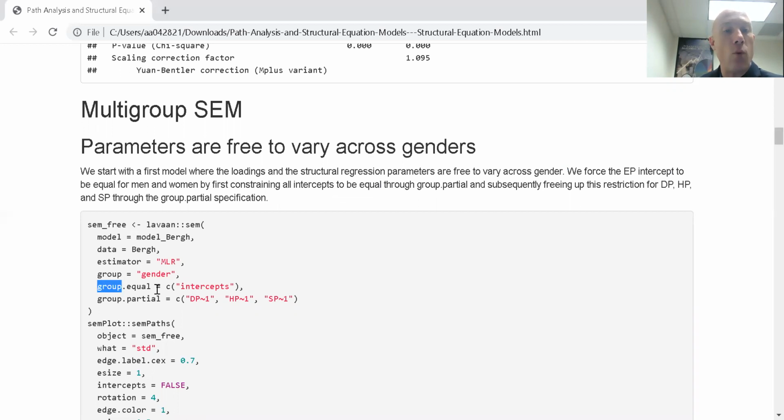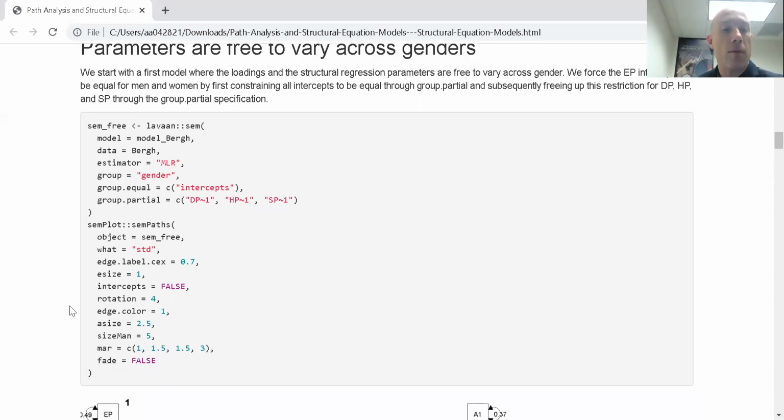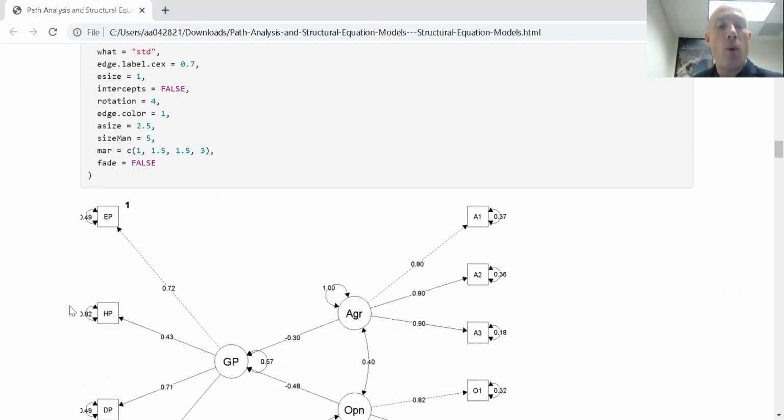So with the group equal, we're going to say that for males and females, the intercepts have to be equal. But for partial, we're freeing up the restrictions on the DP, HP, and SP aspect relating to generalized prejudice. And then using the same plotting parameters, we can look to see what we've got.